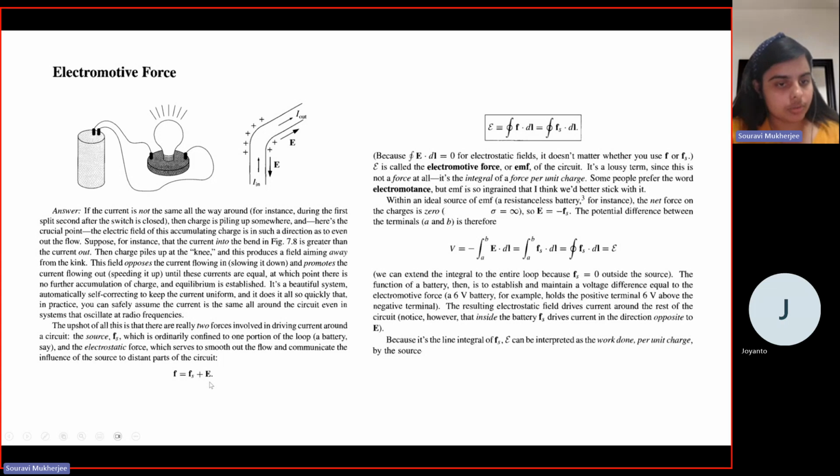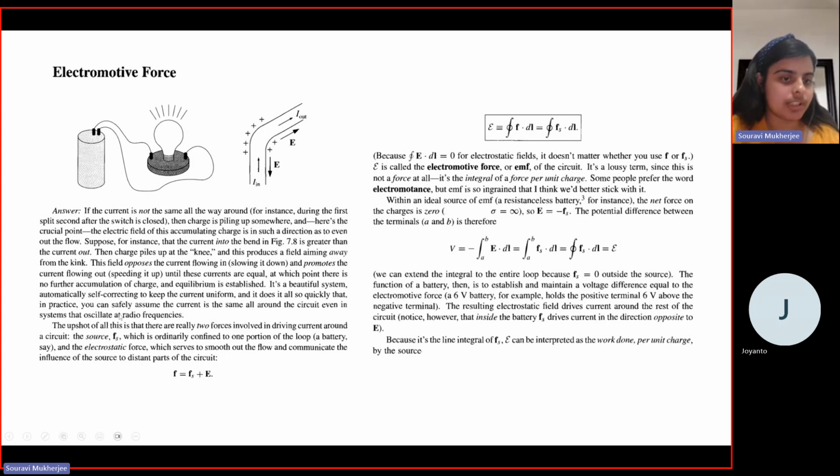Now we know from the definition of our potentials that if you have to find the work done by this force, we do a line integral, right? If you have a closed circuit, you do a closed line integral of F dot dl all over the circuit. Now we know that electrostatic fields are conservative forces, so the closed integral of E dot dl goes to 0. So what remains is Fs dot dl.